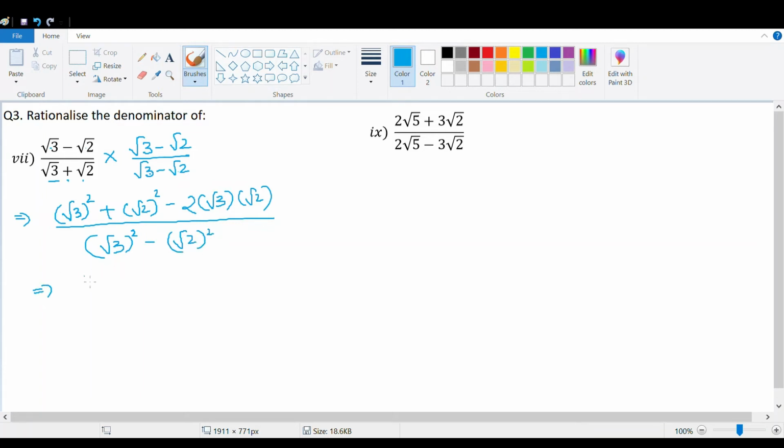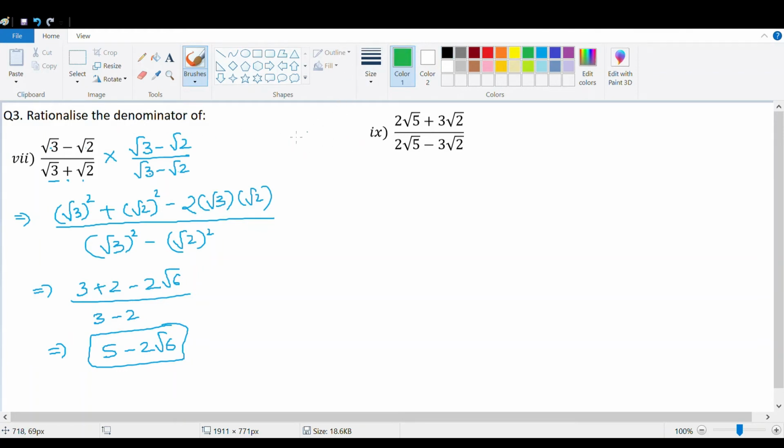This gives me 3 plus 2 minus 2 times root 3 into root 2, that's root 6. And in the denominator, I have 3 minus 2, which means the value is 5 minus 2 root 6. Good. Simple one. Next, look at the next one.